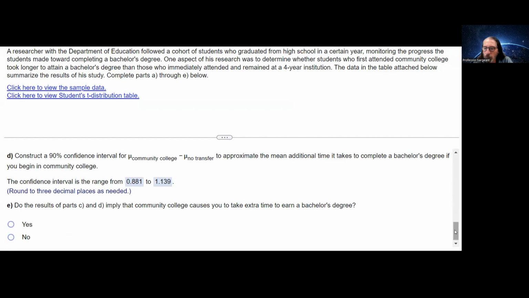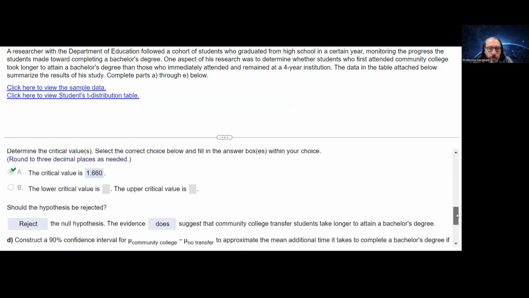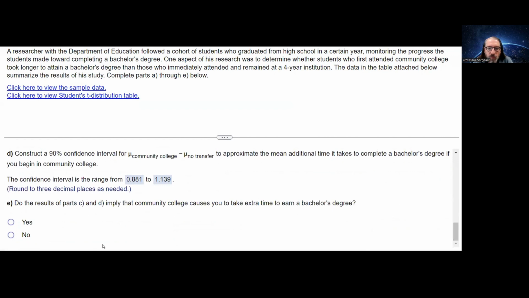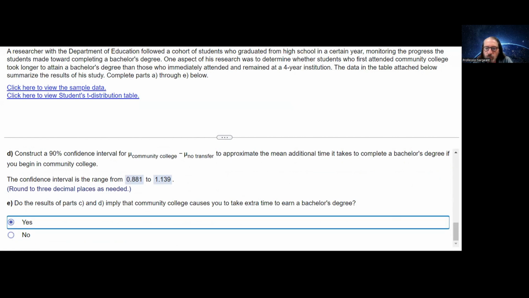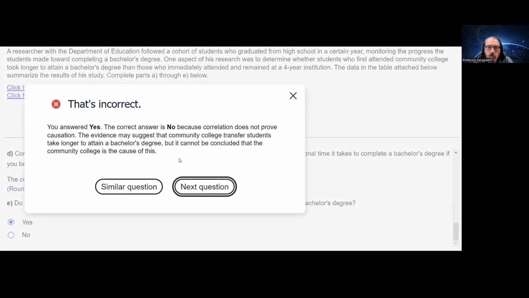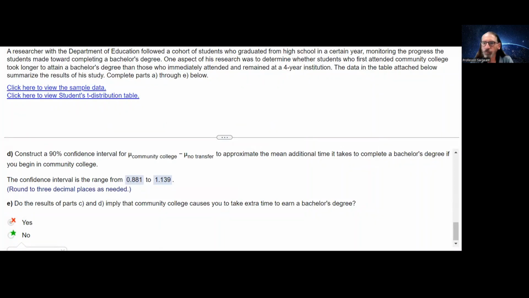Now, the answer to this is yes from part C. Should be going for one more example here soon, but that's it for this example.